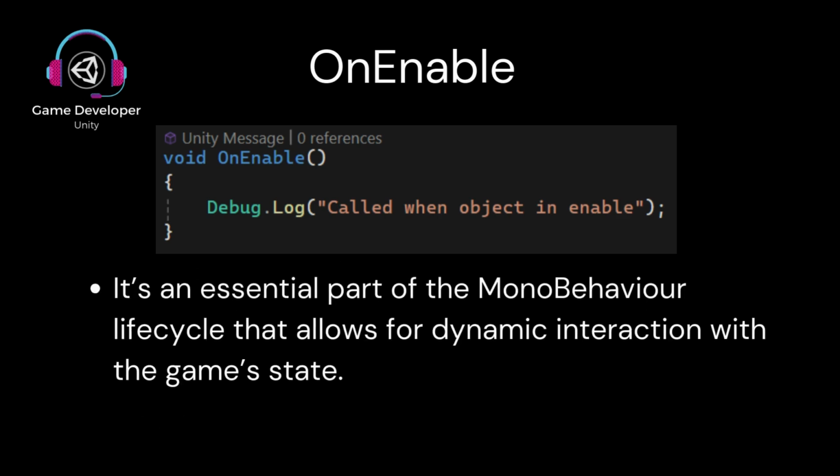In summary, OnEnable is a versatile method for managing the active state of your scripts and ensuring that your game objects behave correctly when enabled. It's an essential part of the MonoBehaviour lifecycle that allows for dynamic interaction with the game's state.